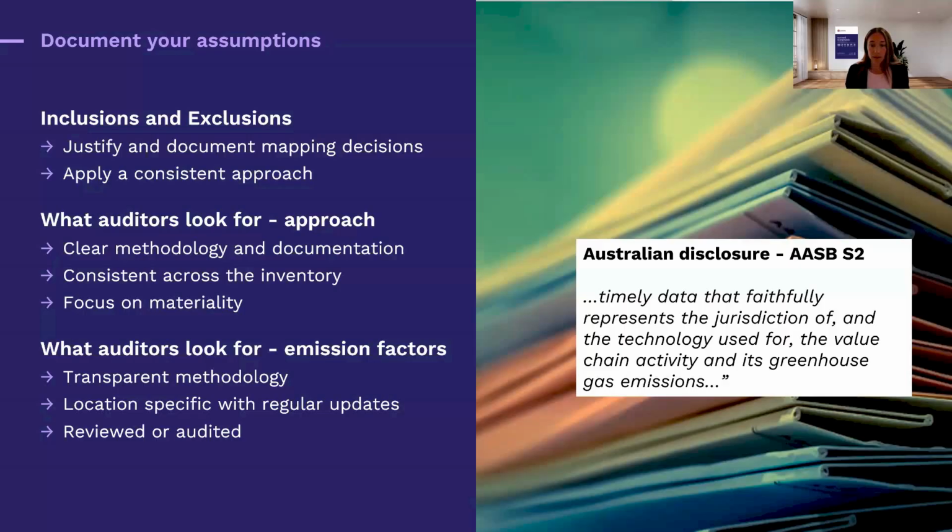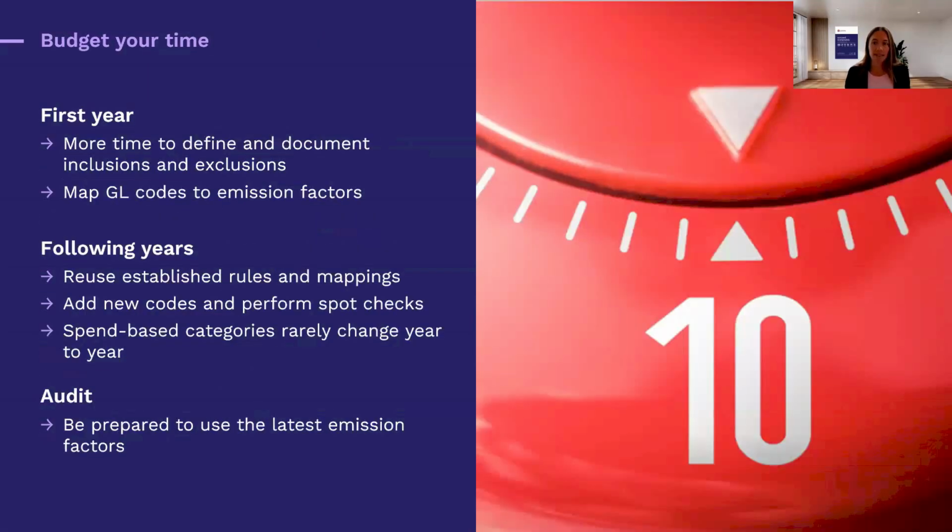The last thing I want to cover is the time budget for this work. Yes, in the first year, there is more time that you need to define your inclusions and exclusions and map your GL codes. But in the following year, as Jeff said, these GL codes usually don't change. So you can reuse your established rules and your mapping, perform some spot checks, check that materiality is still the same, but otherwise it's quite consistent. Once you have mapped it, the factors change, usually the categories don't, unless of course you buy something completely new. If there is a large change, we try to keep it consistent for you, or provide a mapping so that it helps you bring those two things together if there are significant changes.